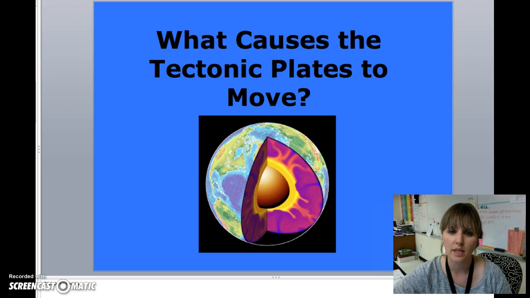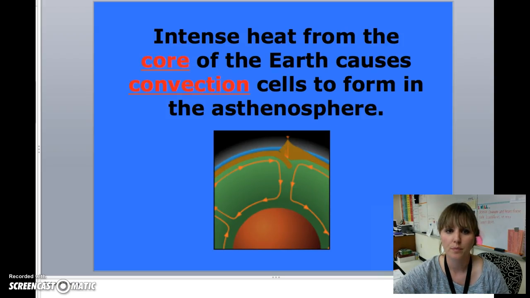What causes these tectonic plates to move? Intense heat from the core of the Earth causes convection cells to form in the asthenosphere. Remember in our lab where we talked about density, that as things are heated, they become less dense and rise. As they move away from the heat source, they become more dense as they cool and then sink.